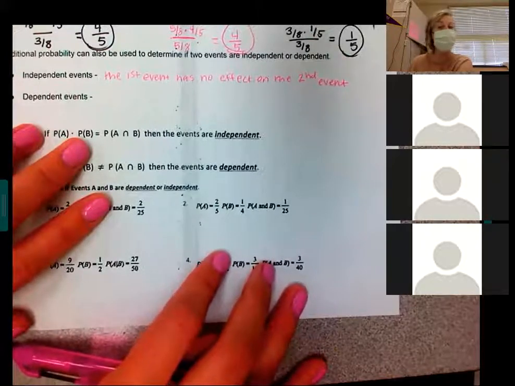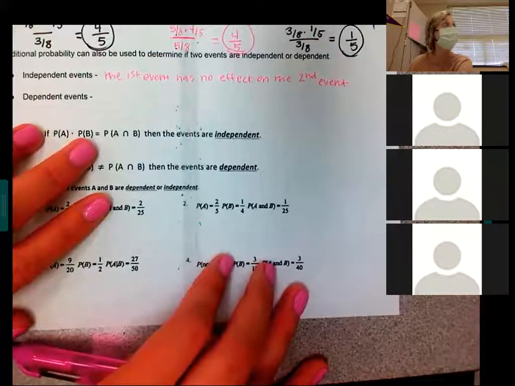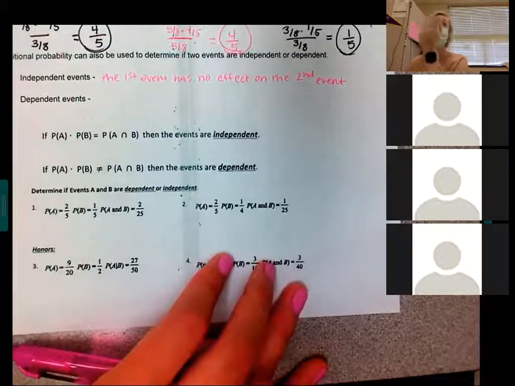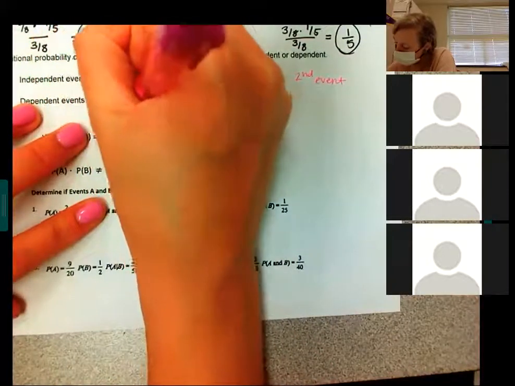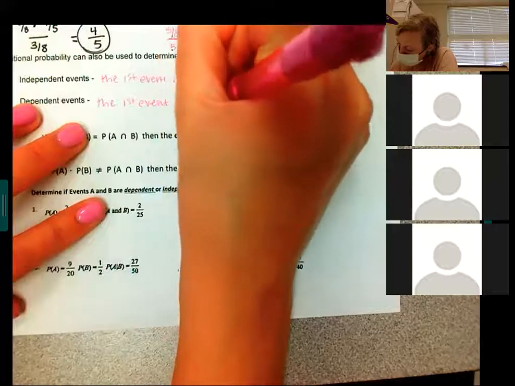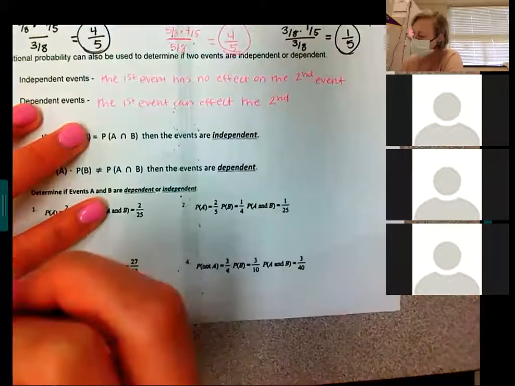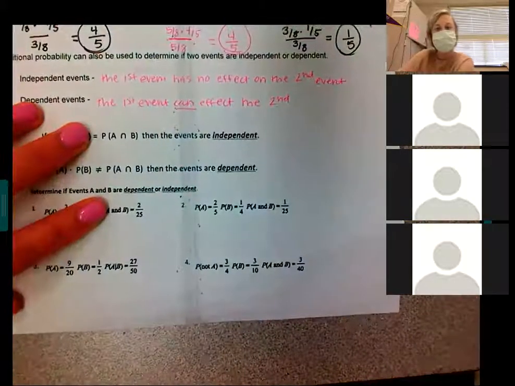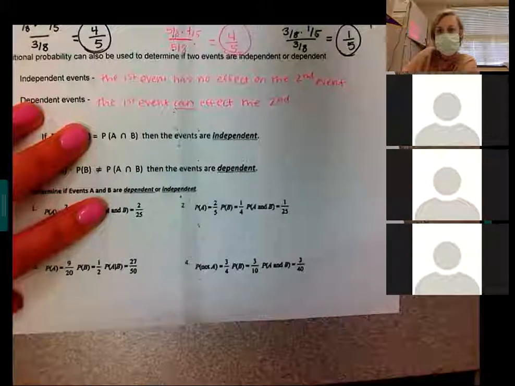So what does that mean about dependent events? Yeah, so what you do the first time does affect or could affect what you do the second, right? Good. So the first event can affect the second. I'm going to pause and let you write.